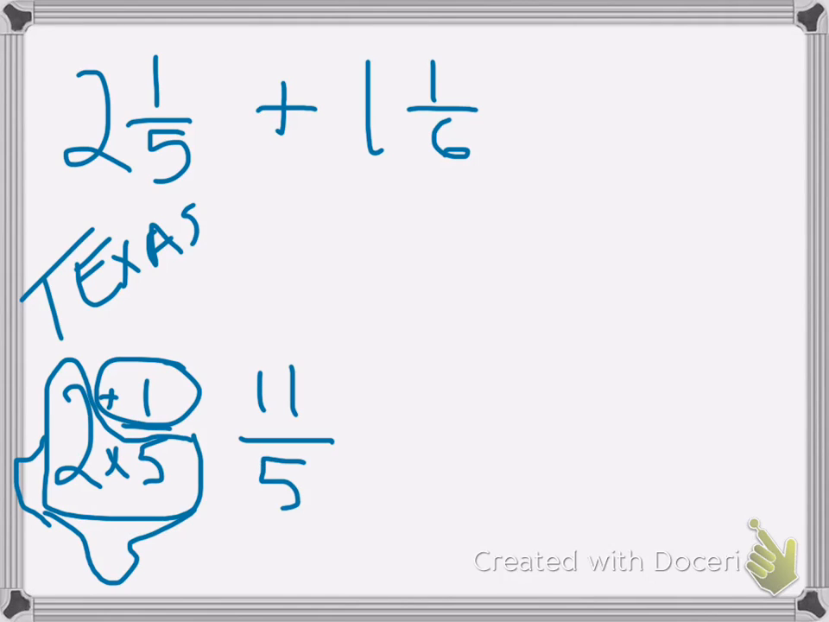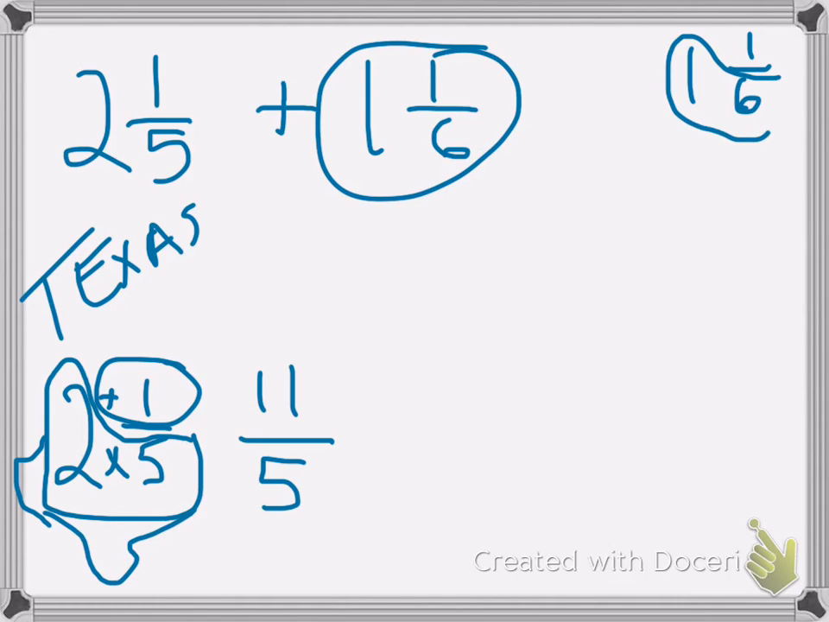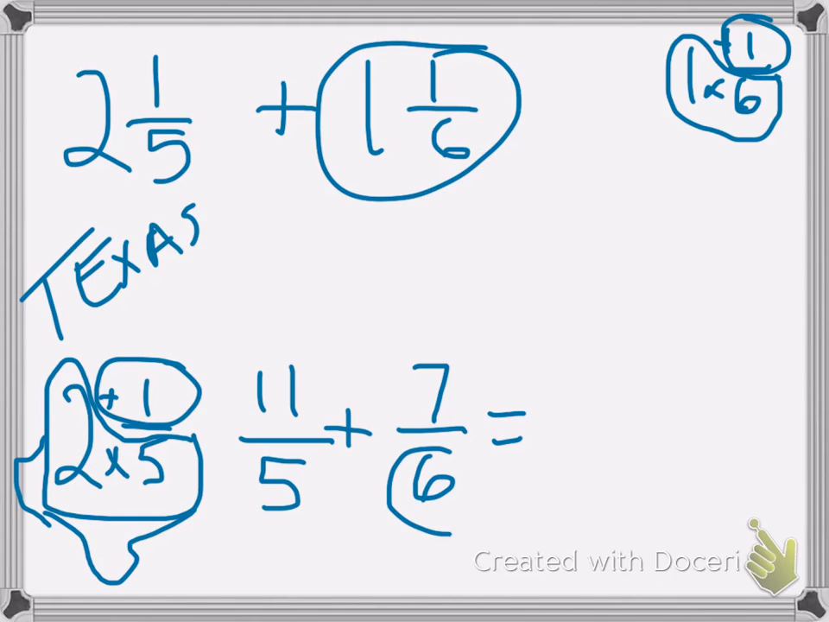And we keep the denominator the same. Now we do it to the second number, right? I'm going to do that up in this corner. So 1 1/6. We do the Texas method. Multiply and add. Okay? So we multiply 1 times 6 is 6 plus the 1 gives you 7/6. Right? We know we have to add these two together. And so we need to find a common denominator again.